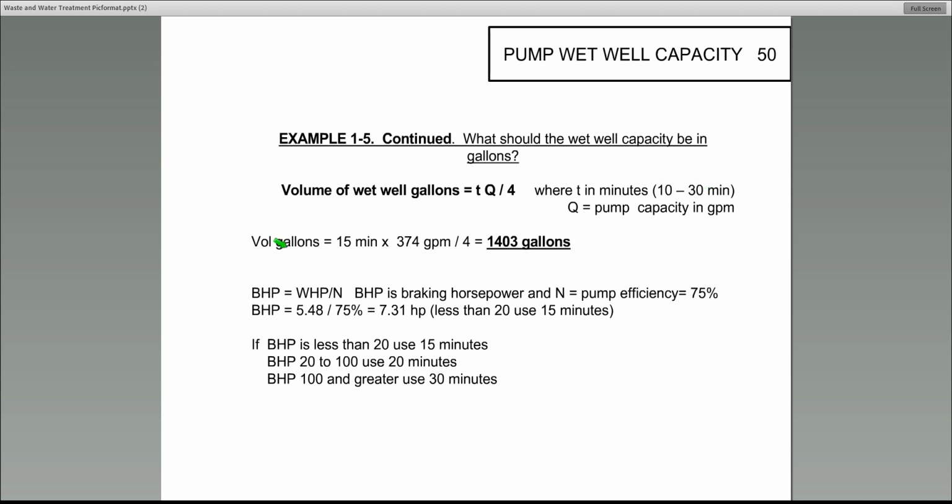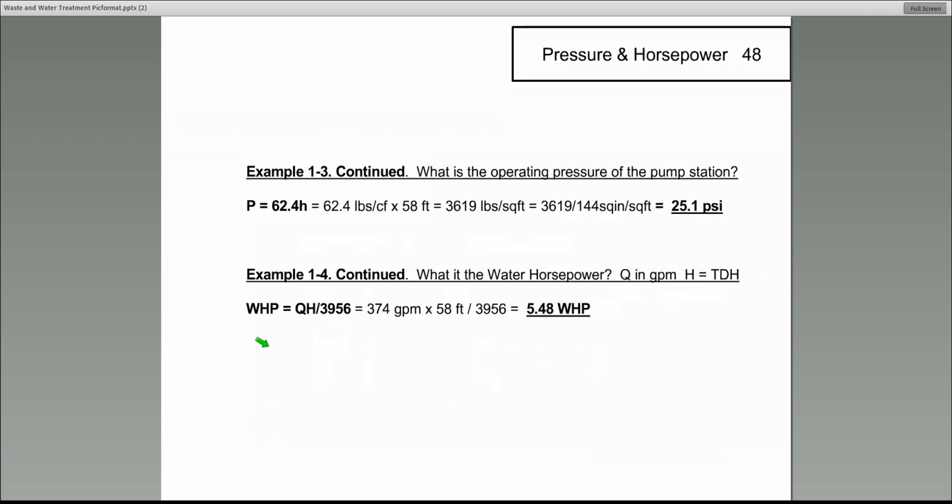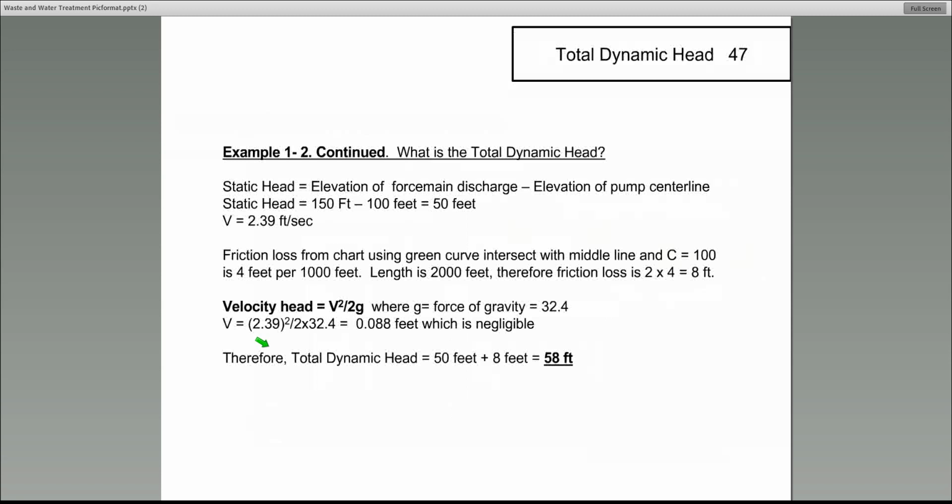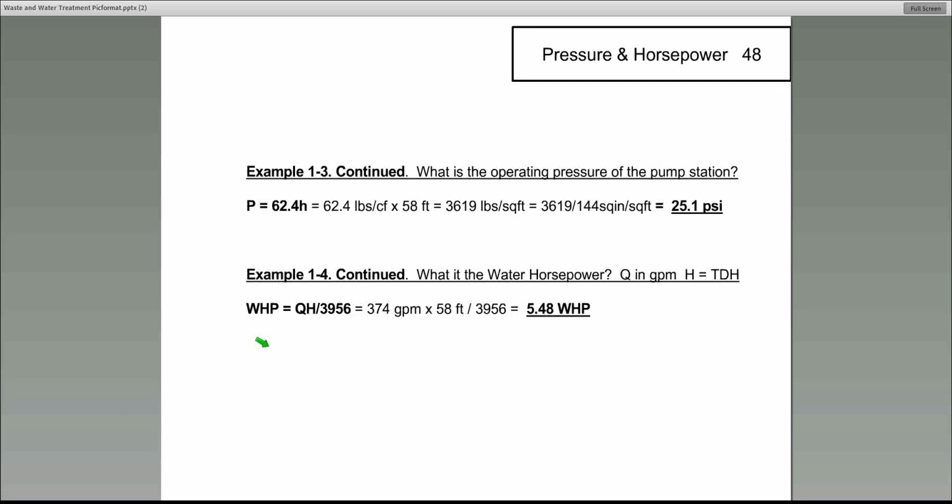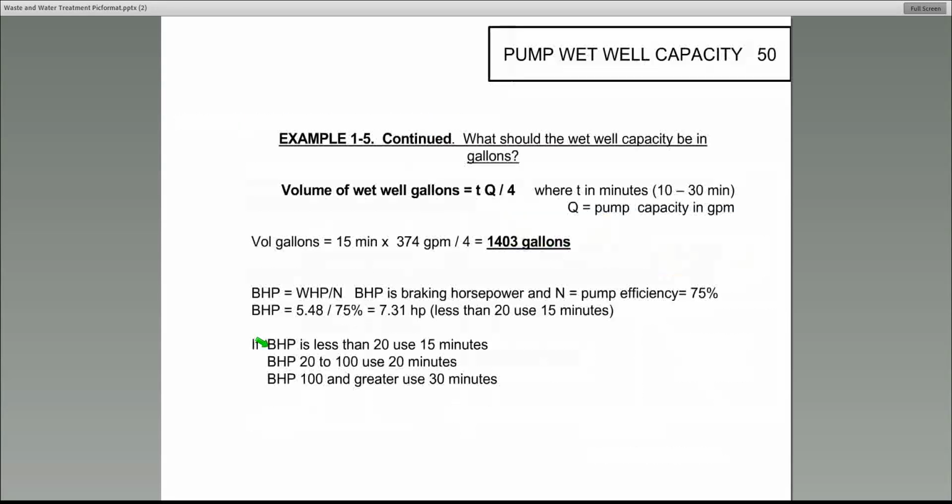Okay, the volume. Now we go back. Let's go back and see what the braking horsepower was. Guess we didn't calculate the braking. There it is. Okay. If you calculate the braking horsepower, assuming that the pump efficiency is 75, you come up with a braking horsepower of 7. So if the braking horsepower is less than 20, then you use 15 minutes. So this is less than 20, use 15 minutes.